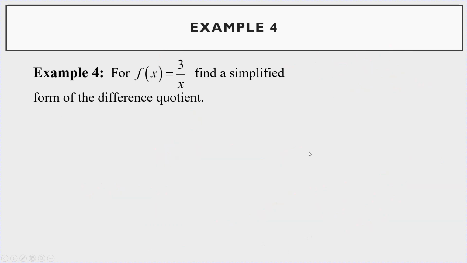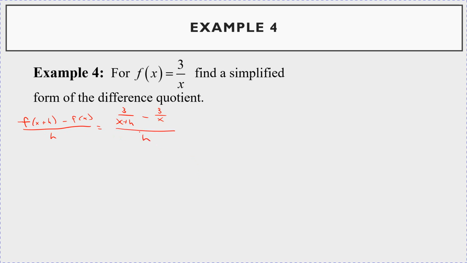All right, let's do one more. And there's no slides on this one, so I'm going to write this out so you can see this. So for this function, f of x is equal to 3 over x, find a simplified form of the difference quotient. The difference quotient is f of x plus h minus f of x over h. So the first thing I have to do is take x plus h and plug it into this. So this is 3 over x plus h minus f of x, so minus 3 over x, divided by h.